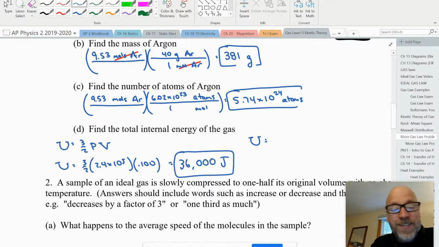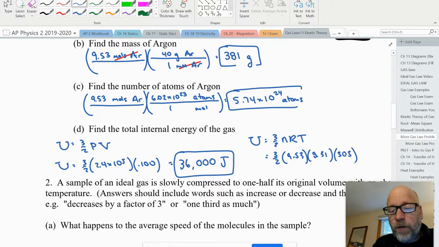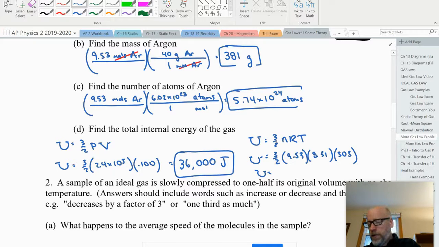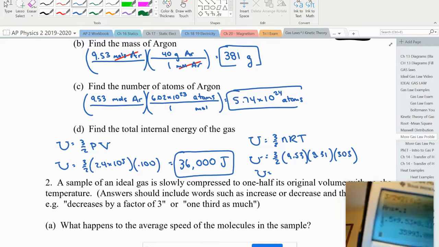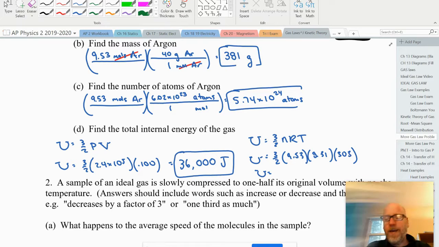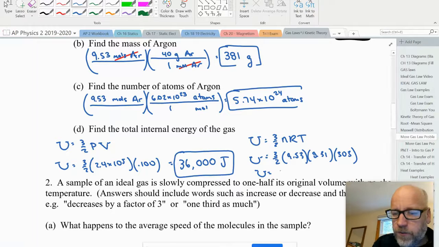I got 36,000 joules. Now, just for kicks, and if you want to fast forward this next part, feel free. You know, I can't see you. But if I go with 3/2 nRT, number of moles, I found that to be 9.53 times the gas law constant times the temperature. Now, would you do this if you were doing it on your own? No. Heck, you're not even doing it on your own anyways. But I just want to show off. Yeah, close enough. 36,000 joules.